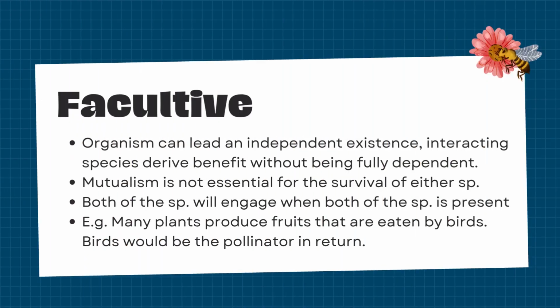For facultative, organisms can lead an independent existence. Interacting species derive benefit without being fully dependent. Mutualism is not essential for the survival of either species. Both of the species will engage when both are present. For example, many plants produce fruits that are eaten by birds. Birds would be the pollinator in return.